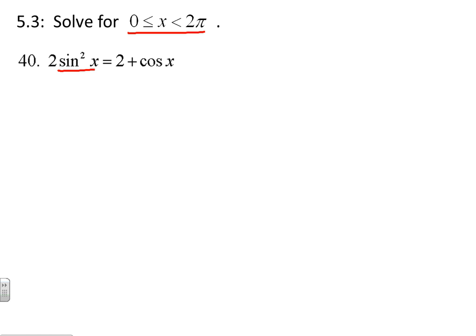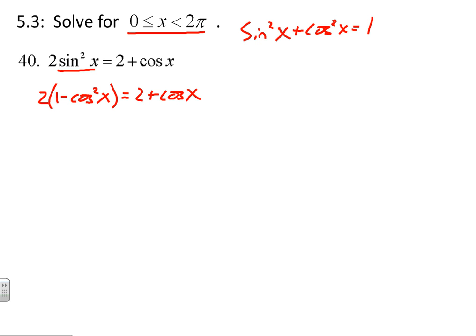I've got some flexibility with sine squared, because we know, this is something that's assumed that you know at this point, sine squared of x plus cosine squared of x equals 1. Sine squared could be replaced by 1 minus cosine squared of x. Okay, so everything in terms of cosines is better than sines and cosines. So if I distribute, I get 2 minus 2 cosine squared x equals 2 plus cosine of x.